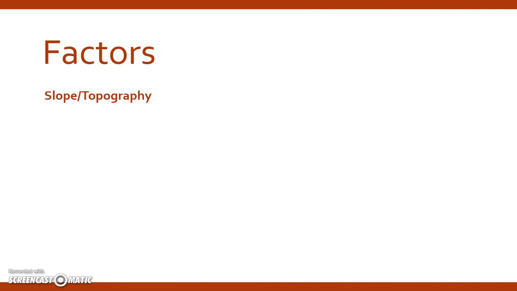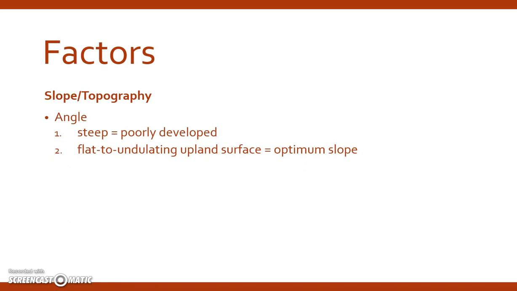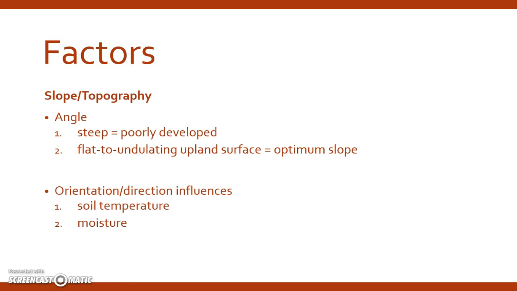Slope, or what we call topography, is another factor. We talked about topography when we looked at your topographic maps. So the angle or the steepness. If it's really steep, it's going to be very poorly developed. It's going to have very few plants in there. Whereas if it's flat to undulating, or what we call very slowly sloping, that's your optimum slope. That's where you're going to have the most plant life growing. The orientation and the direction of your slope also matters. It will affect your temperature and your moisture in the soil.